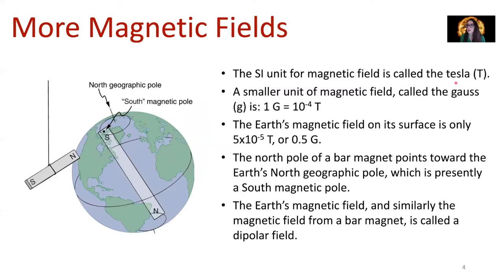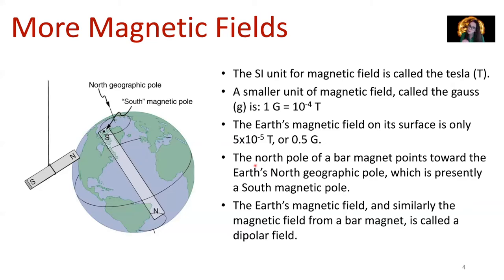The Tesla is named for Nikola Tesla, and Gauss, the other unit of magnetic field, is named for another guy whose last name was Gauss. Gauss is buried in Göttingen, Germany, and I got to visit his grave. We'll see later that Gauss and Weber, another guy whose last name was Weber, they both worked on electricity and magnetism, and they both have a unit named after them. And as far as I know, I'm not related to that Weber, the unit of magnetic flux, but he is German and my family is German as well.